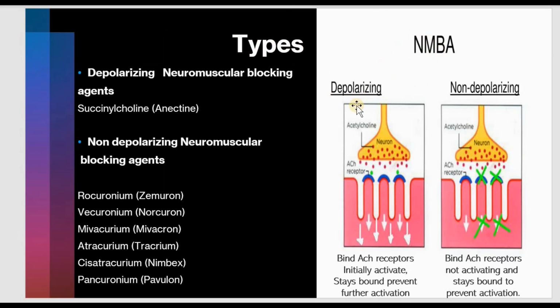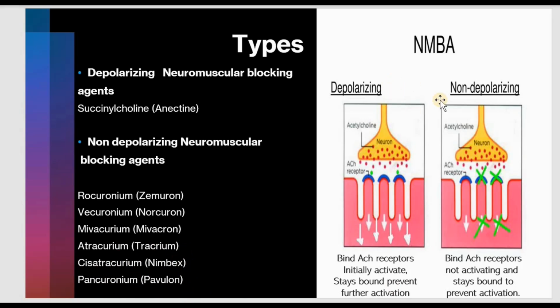Now, what are the types? It has two types, depolarizing and non-depolarizing. The example for depolarizing neuromuscular blocking agent is succinylcholine. The trade name is Anectine. Examples for non-depolarizing neuromuscular blocking agents are rocuronium, Zemuron; vecuronium, Norcuron; mivacurium, Mivacron; atracurium, Tracrium; cisatracurium, Nimbex; and pancuronium, Pavulon.